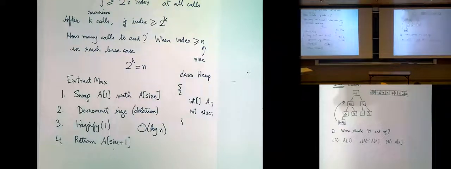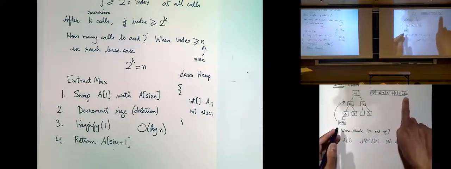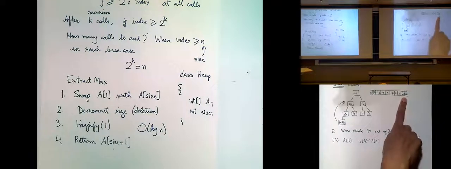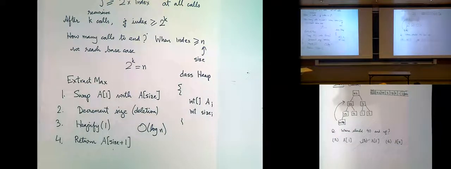Questions, is this clear? Yes, you always insert at the end. So again, the way to think about both insert and delete is that the first operation is to treat it as an array. So in an unsorted array, you insert at the end, and you delete by just swapping with the end. So you do that, and then you perform a series of operations to fix it.